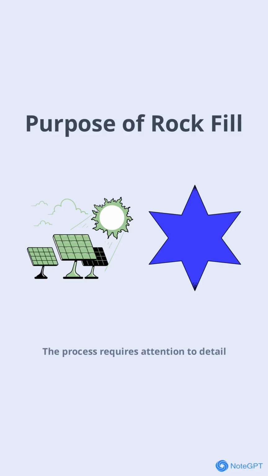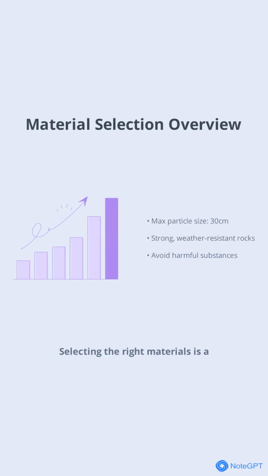The process requires attention to detail, especially in terms of material quality and placement methods, to ensure the long-term performance of the finished structure. Selecting the right materials is a critical first step in rock fill construction. The rocks used must meet specific requirements to ensure the stability of the structure. This includes controlling the maximum particle size and ensuring the rocks have sufficient strength. Additionally, rocks that contain harmful substances or are highly weathered should be avoided. Proper material selection not only improves the quality of the finished structure but also minimizes the risk of future problems such as settlement or instability.